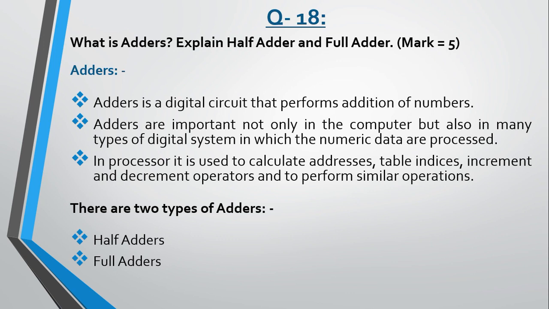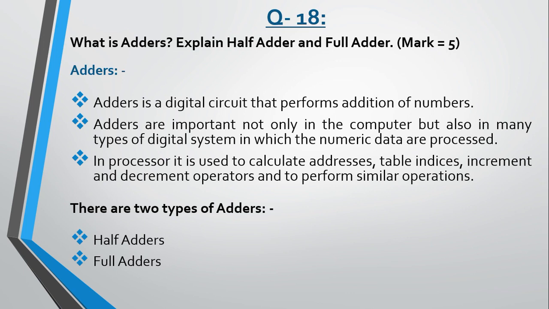There are two types of adders. One is called half adder and another is called full adder. Now see, when there is a requirement to perform addition of two numbers, at that time you can use half adder, and when there is a requirement of performing addition of three numbers, at that time you can use full adder. So there is a difference between half adder and full adder. Half adder is responsible to add two numbers and full adder is responsible to add three numbers.